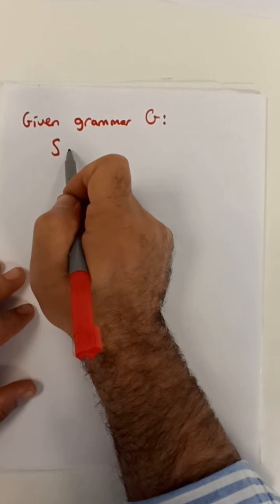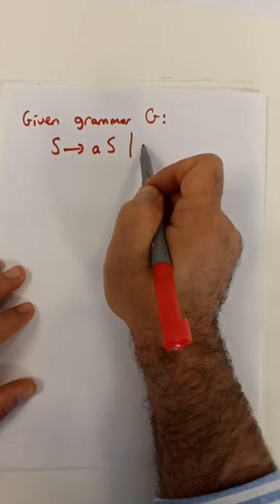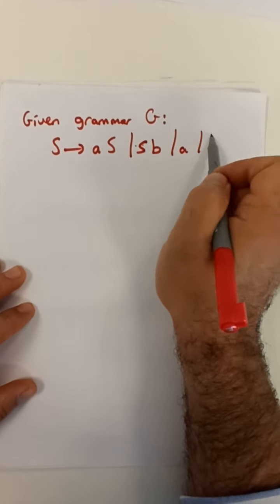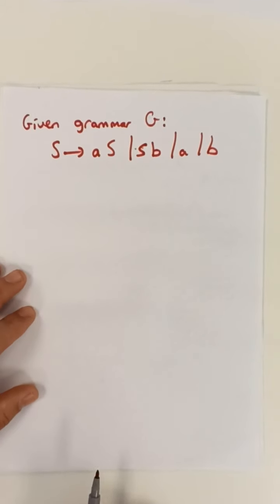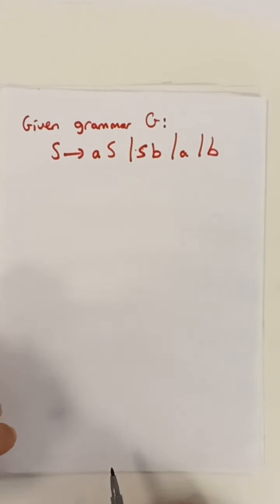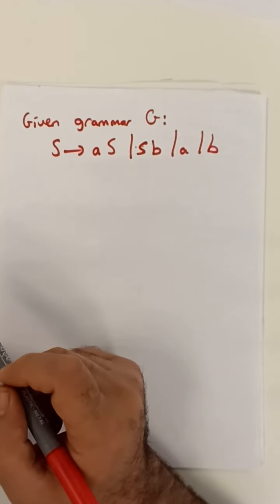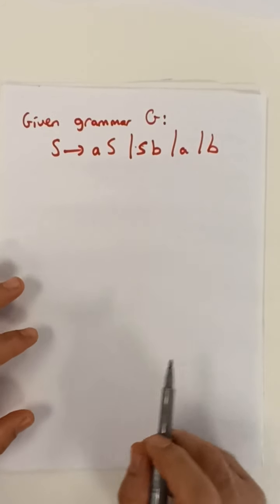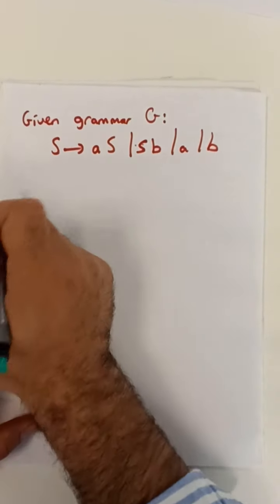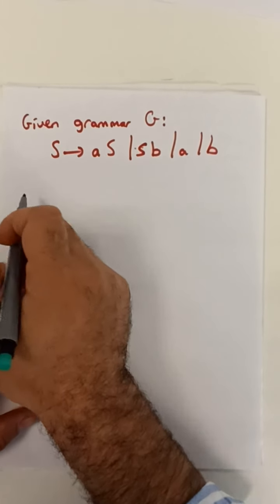S is the starting variable. One rule is S to AS, another rule is S to SB, another rule is S to A, another rule is S to B. Given such a grammar, let's see if we can define the language that this grammar generates. Let's first try to do some sample derivations starting with S so that we can have an idea of the language corresponding to this grammar.